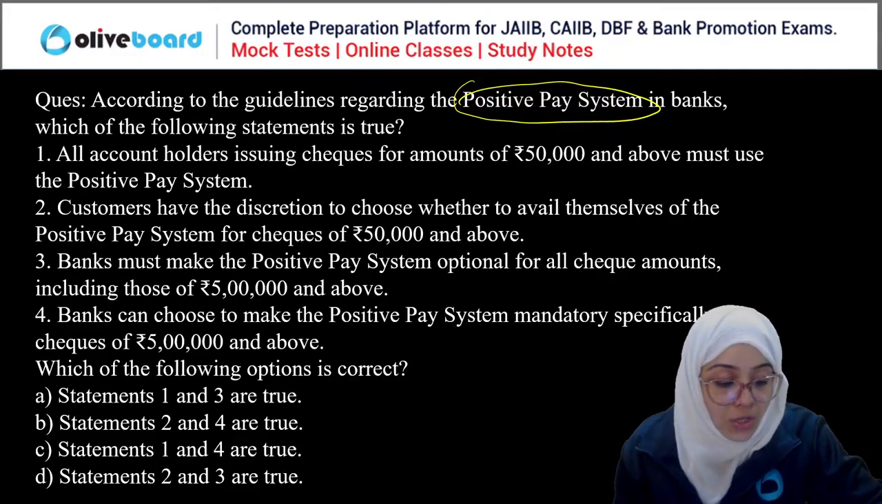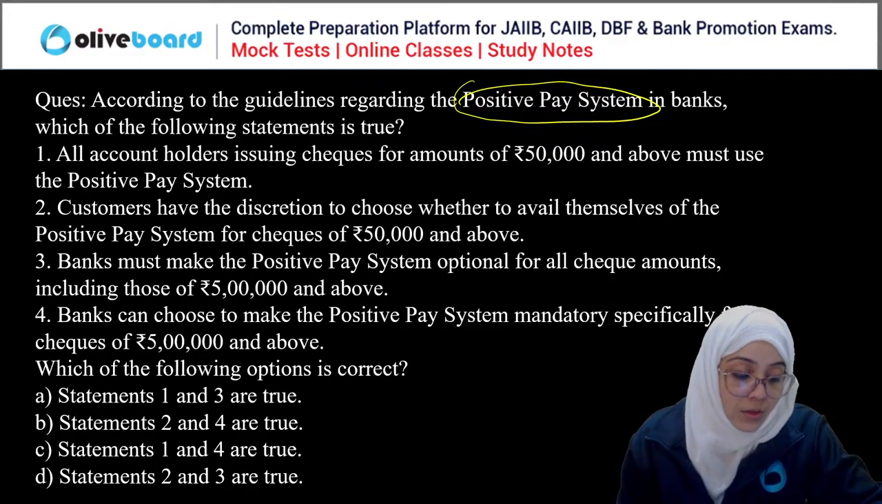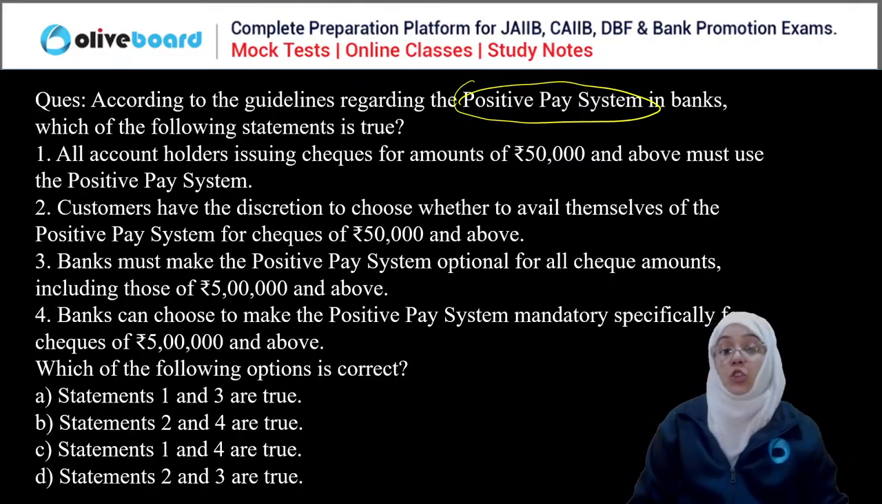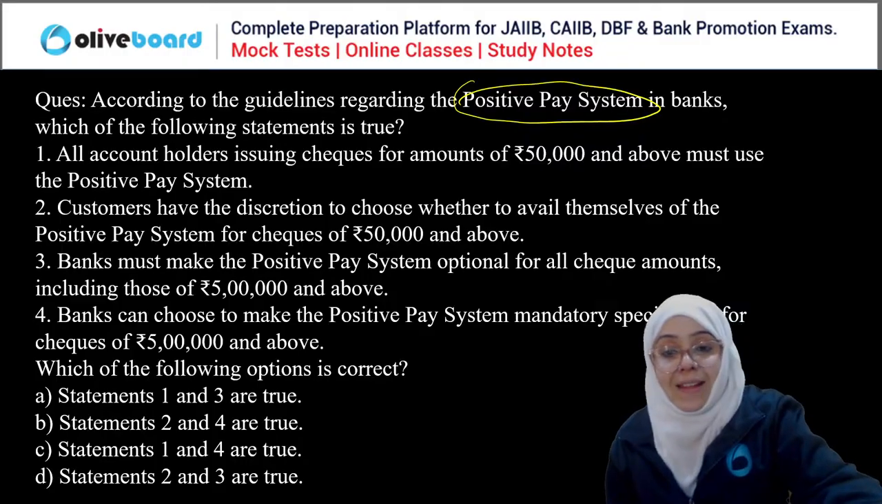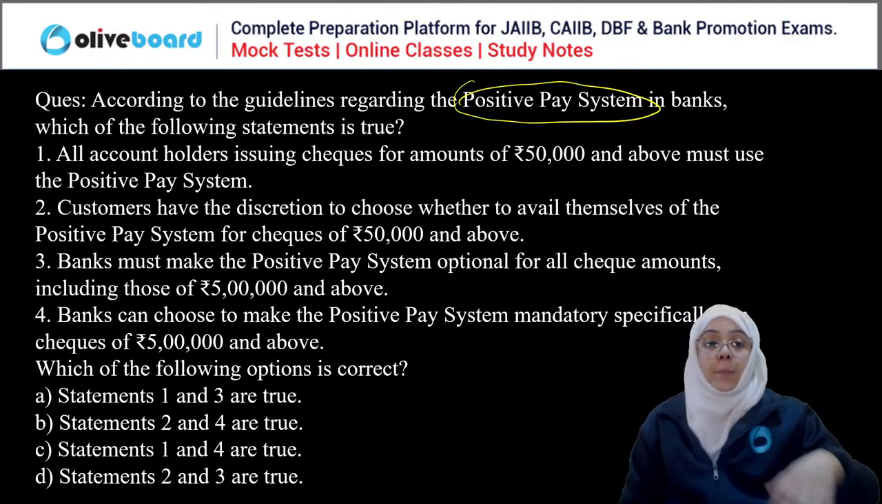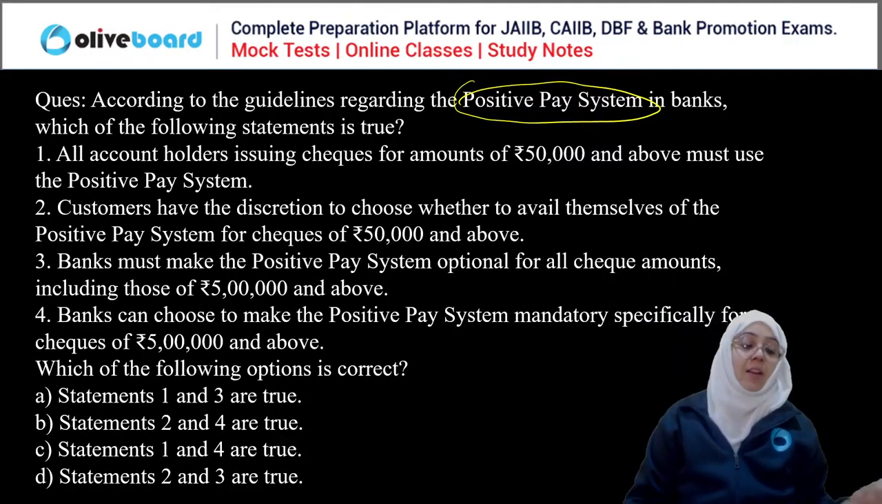Please answer this question, everyone. We have to choose and answer this question correctly, guys. Hema is saying B, Ruchi is also saying B, and everyone else, please answer this question. Positive pay system, everyone.